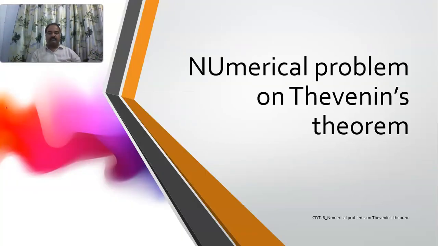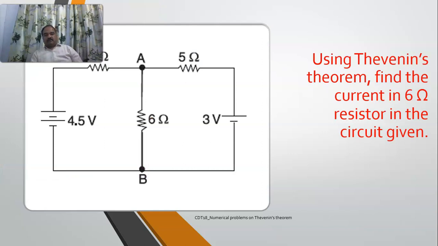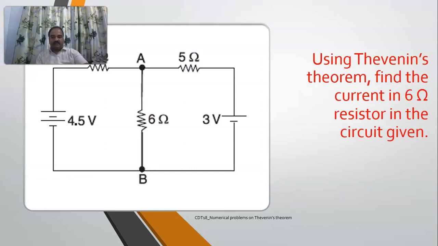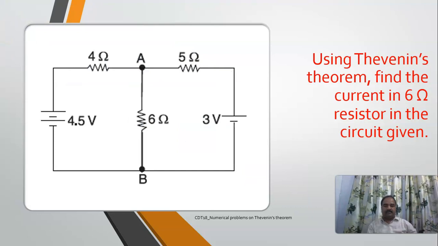So now, this is the circuit which has been given for you. Using Thevenin's theorem, you are supposed to determine the current in this 6 ohms resistor. Okay, so we will be following the same 5 steps which we have been following in the last lectures also. So the very first step is to open circuit the terminals A and B by removing the 6 ohms resistor.